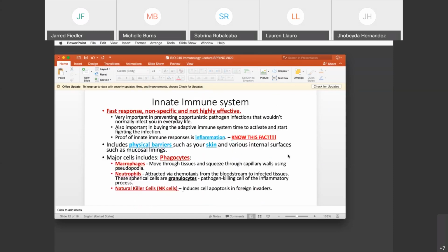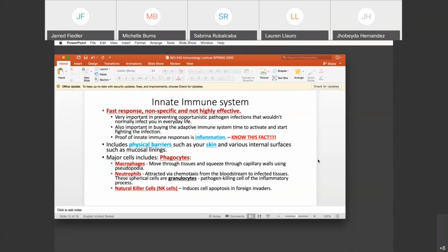So let's talk about your innate immune system. The key feature of your innate immune system is the fast, non-specific response. Actually, your innate immune system is so fast that it's perpetually activated at all times. Technically speaking, do you know why it's always activated? Your skin. Mechanical barriers are part of the innate immune system, such as your skin and the mucosal linings around your organs and tissues. Those are always there.